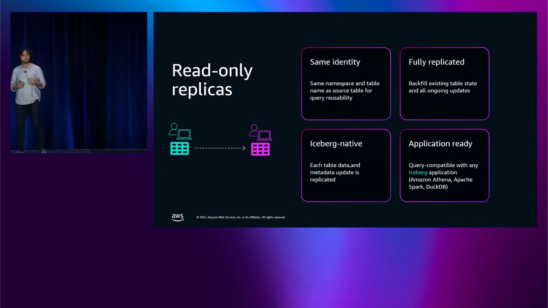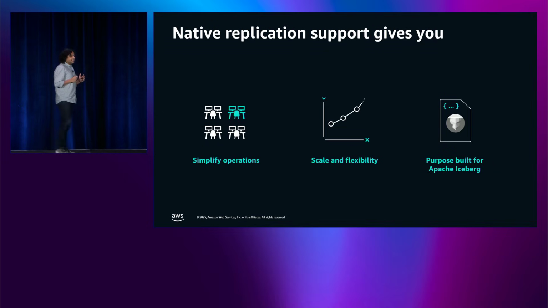Now let's talk a little bit more about what this feature really gets you. With native replication support out of the box for S3 tables, you can simplify your operations, you get the scale and flexibility of Amazon S3, and as I mentioned, this is purpose-built for Apache Iceberg. Now let's look at each of these in depth.